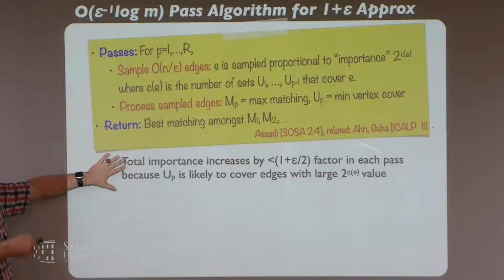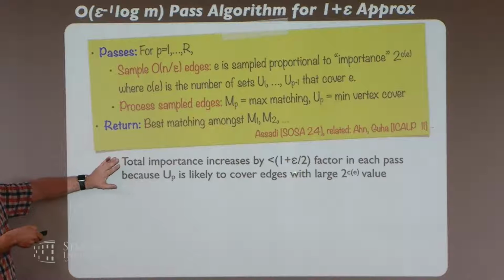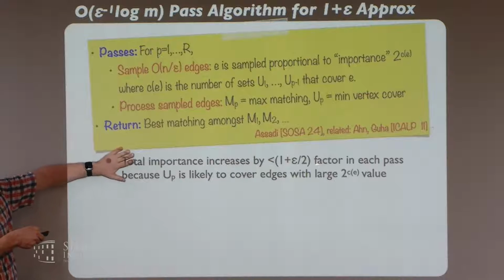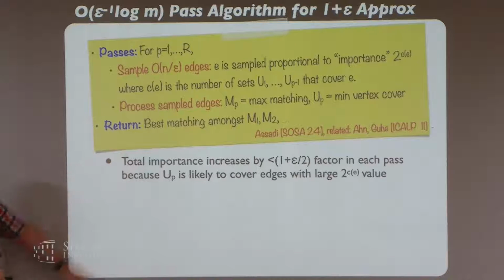And so we can argue that, with high probability over this random sampling of edges, the total importance, the sum of all those important terms, grows pretty slowly. It grows by at most a factor of 1 plus epsilon over 2 in each pass. Either you can see this as an extension of the fact that this is true when all edges have uniform weight, or you can just take it for granted at the moment.